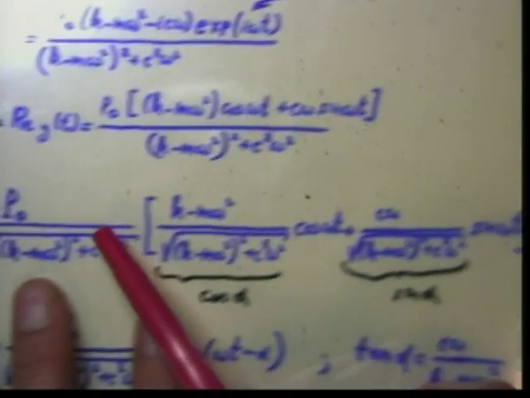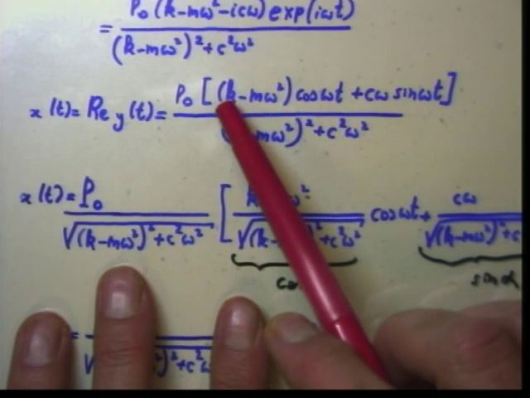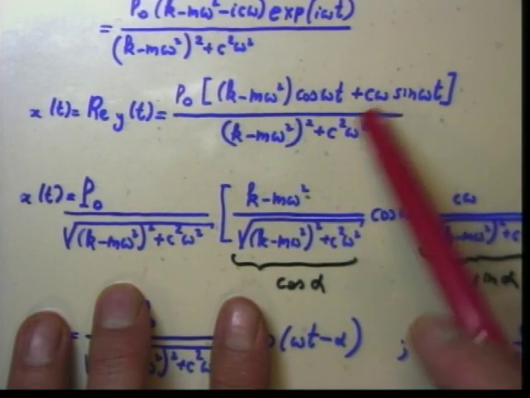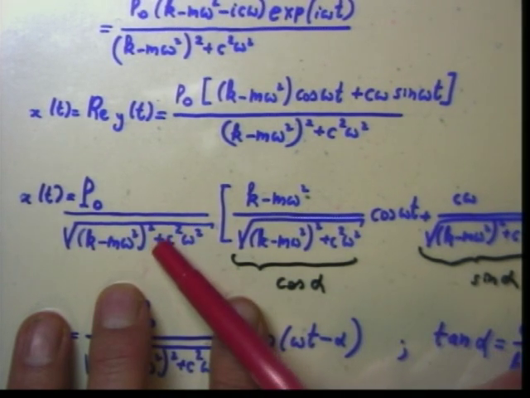So therefore, what I did is as follows. Look, please. This equals P0. Now I take the square root of this square plus this square, and I have in the denominator the square root.